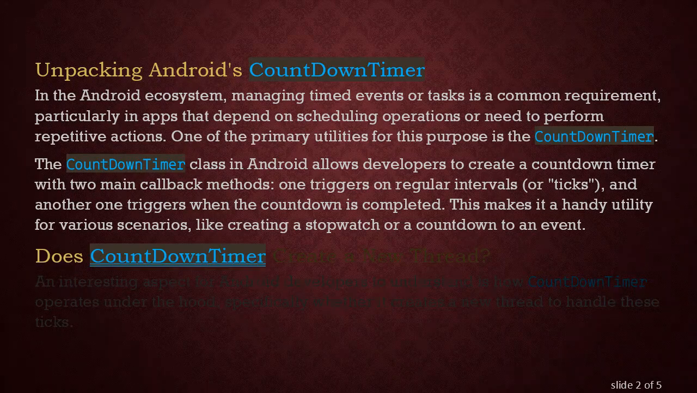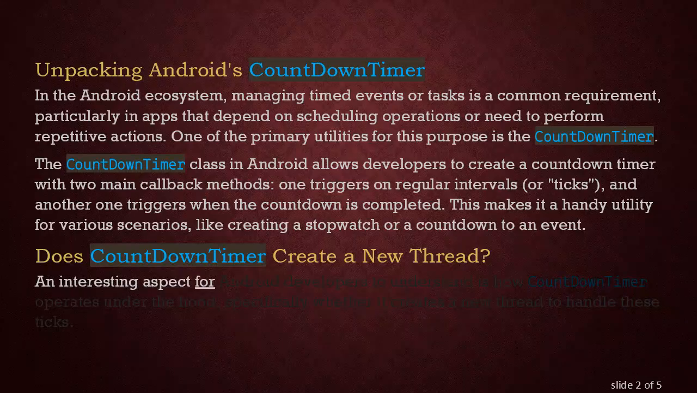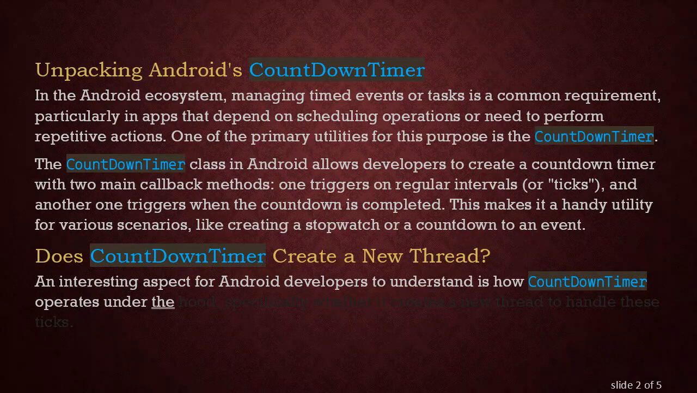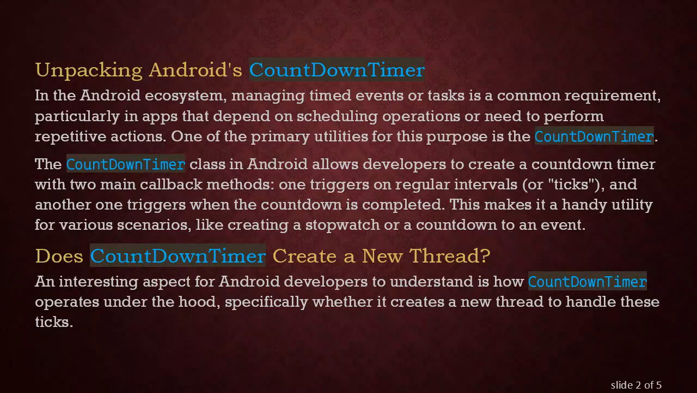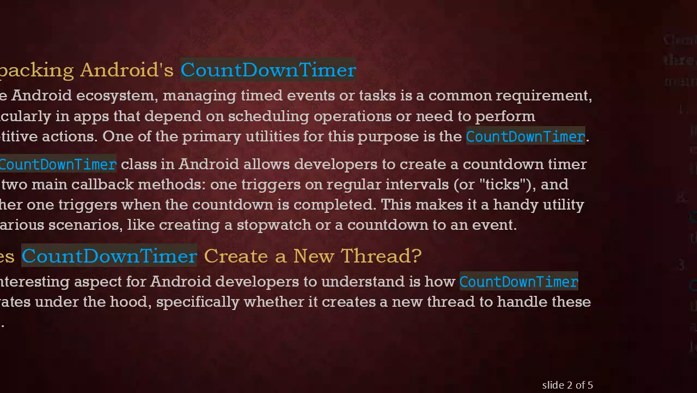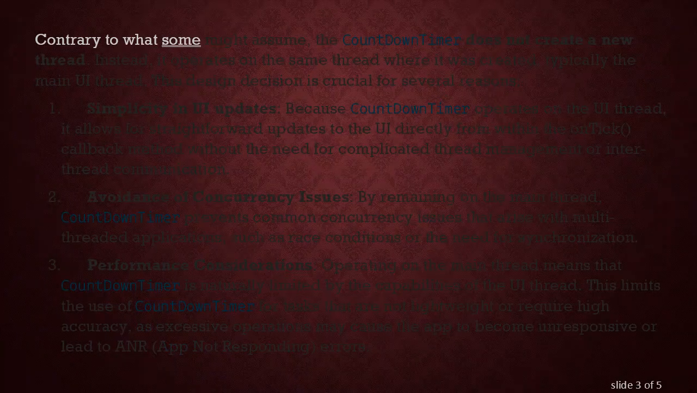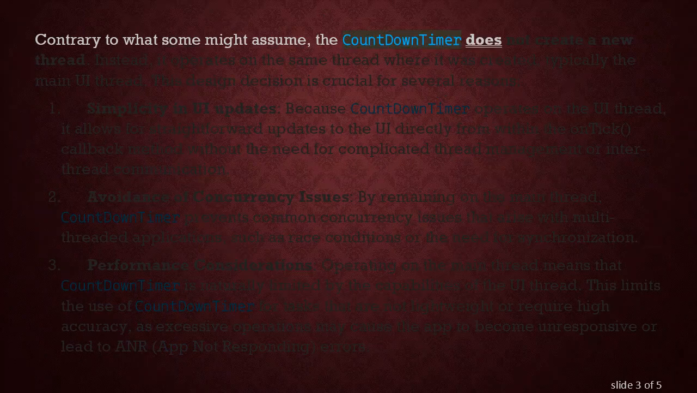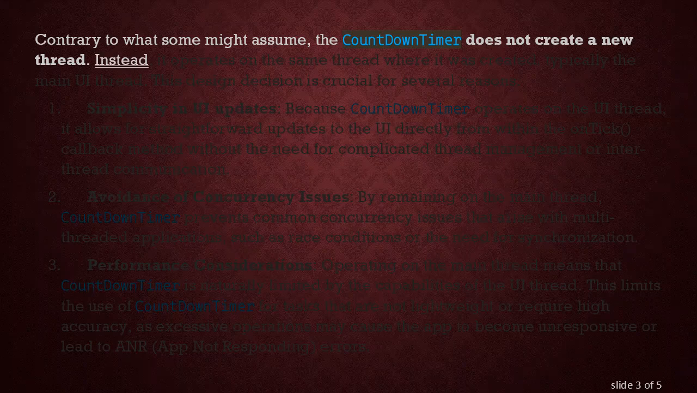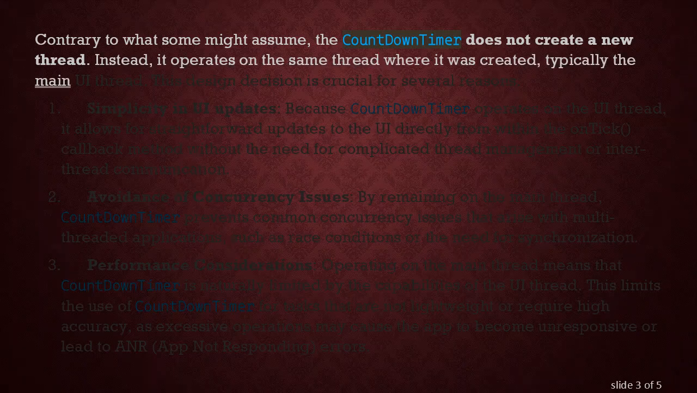Does CountDownTimer create a new thread? An interesting aspect for Android developers to understand is how CountDownTimer operates under the hood, specifically whether it creates a new thread to handle these ticks. Contrary to what some might assume, the CountDownTimer does not create a new thread. Instead, it operates on the same thread where it was created, typically the main UI thread.